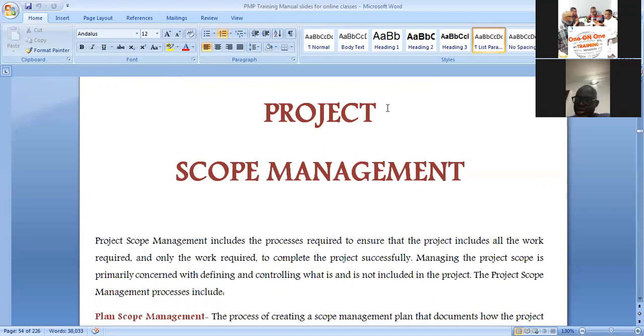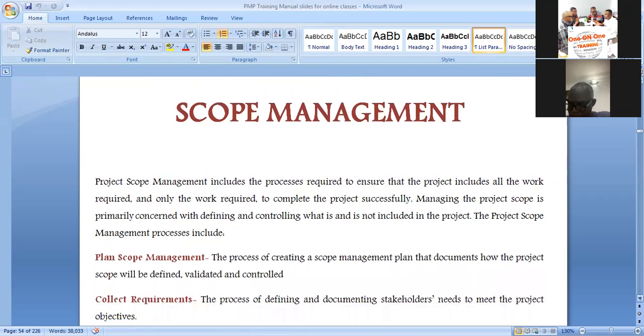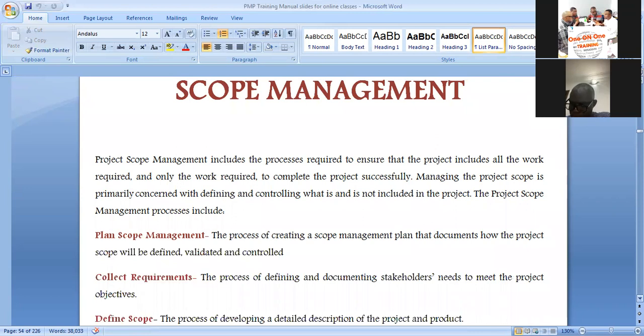Project scope management starts with plan scope management. This is where we have to put together procedures and policies which we would use in planning scope on the project. This is the initial part. I'm introducing it, and we'll go into detail to talk about that.